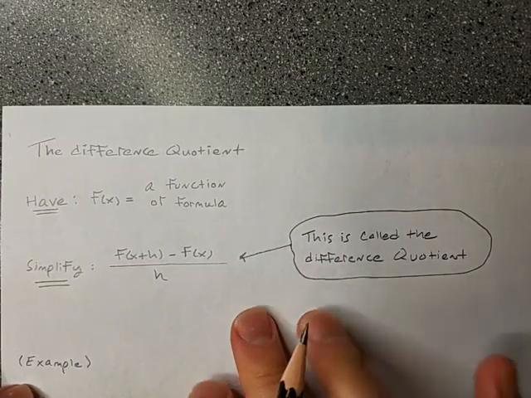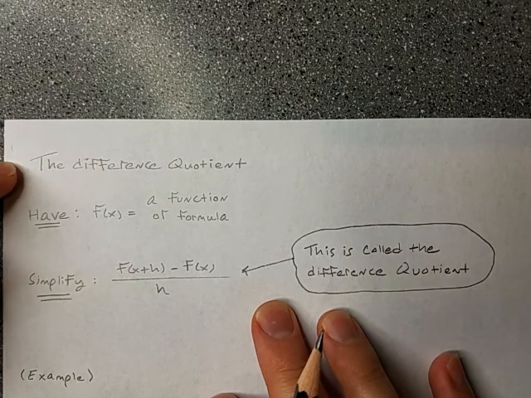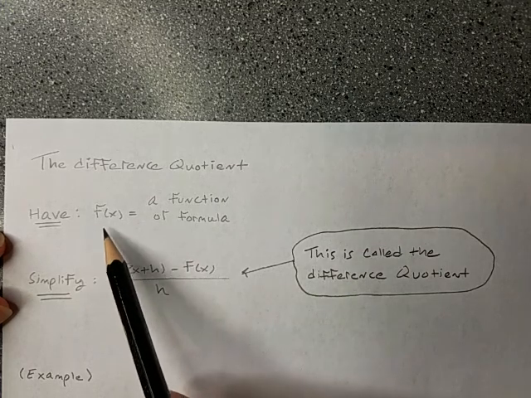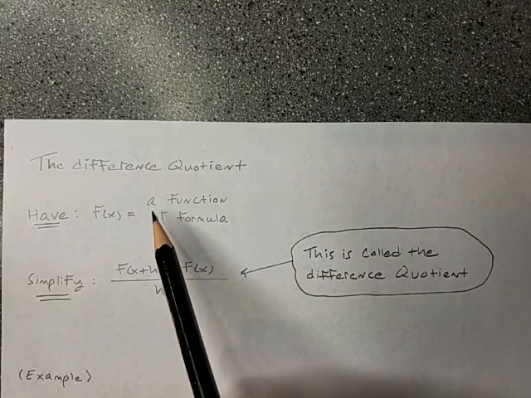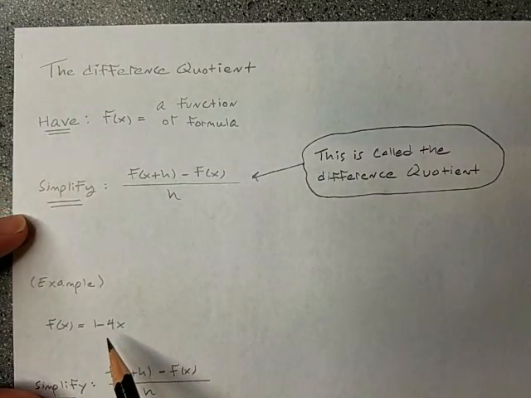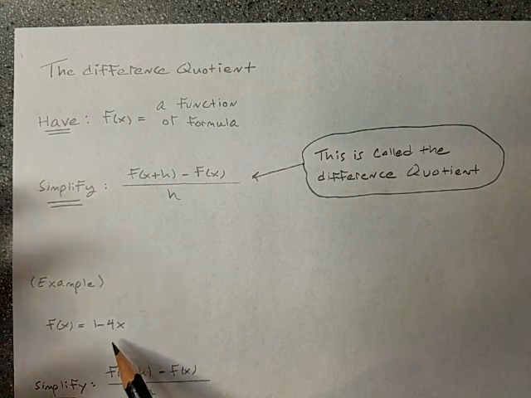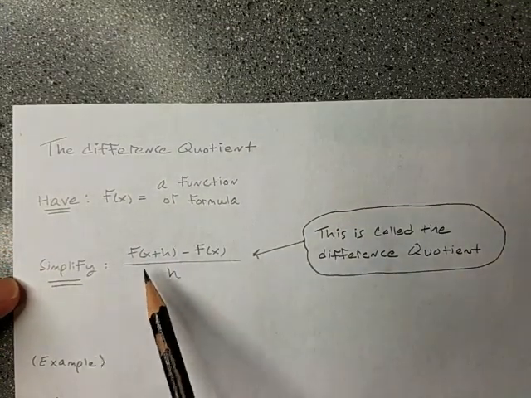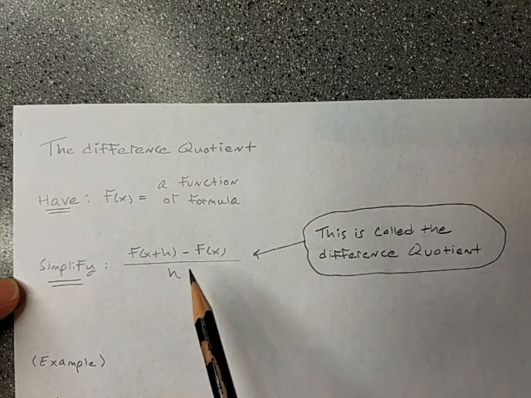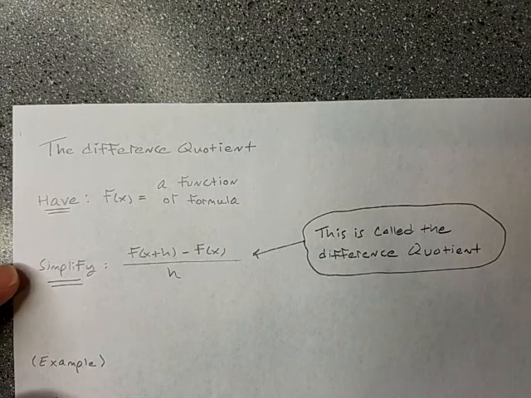Okay, for today's video, I want to do a few more problems that involve the difference quotient. The situation is like this. You have something called f of x, that's a function or a formula, something like 1 minus 4x, some kind of formula that involves the variable x. And we want to simplify this thing right here, okay? So that expression is called the difference quotient. So that's our job, is to work that out.